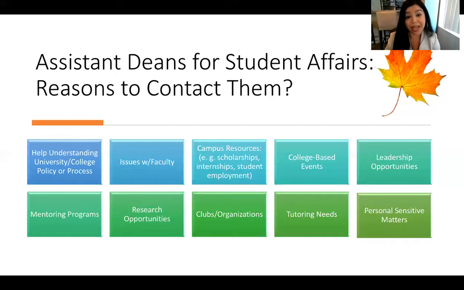So again, whether we have a tutoring space within our spaces, or you're just interested in seeking tutoring, we can do that for you regardless. And lastly, going back to those personal sensitive matters, we want to support you.